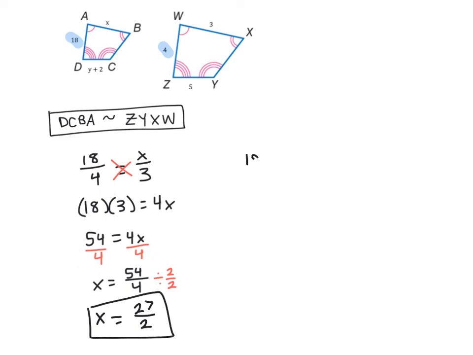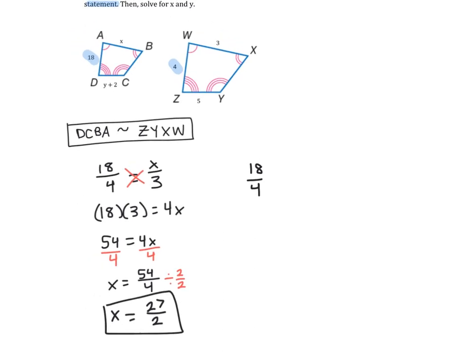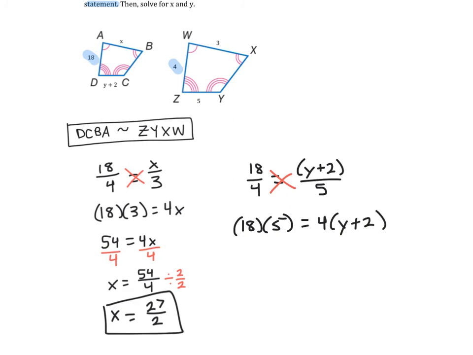Now we can do the same to solve for Y. This was our baseline ratio because we know both of those sides. And then we also know that Y plus 2 will correspond with 5. So we say Y plus 2 over 5. And now I can cross multiply. So we can say 18 times 5 equals 4 times Y plus 2. So 90 equals 4Y plus 8. You can see here that you have to remember to distribute.